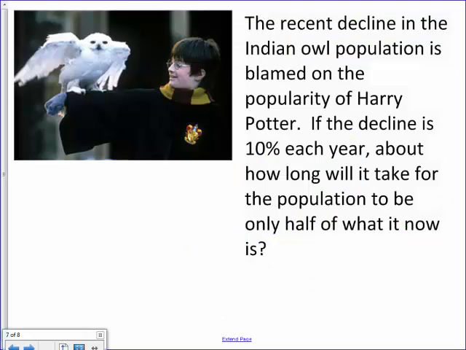We don't want a partial goose. How about this? The recent decline in Indian owl population is blamed on the popularity of Harry Potter. Crazy. If the decline is 10% each year, about how long will it take for the population to be only half of what it is?